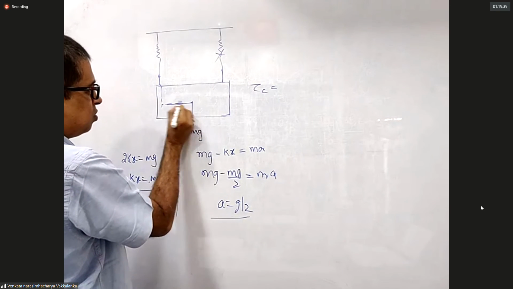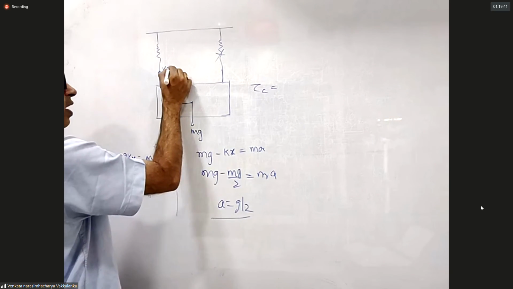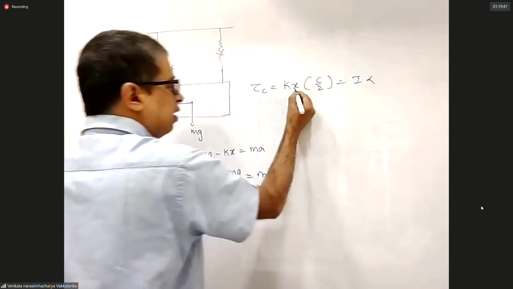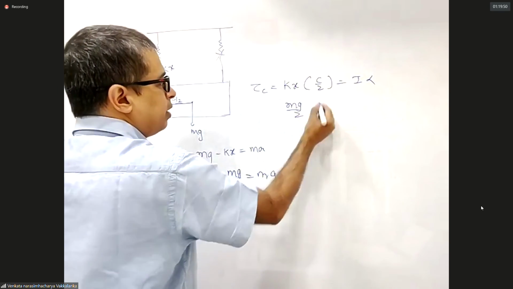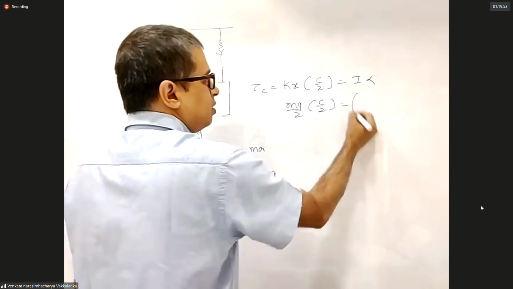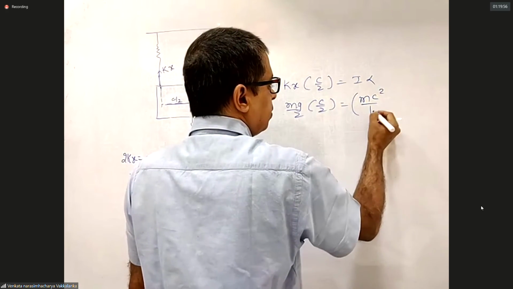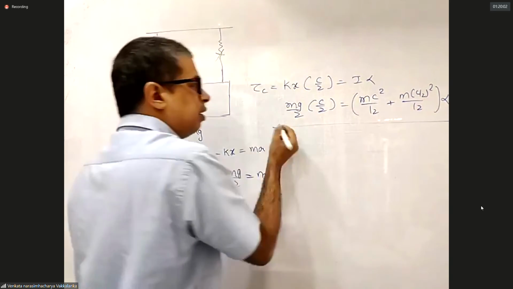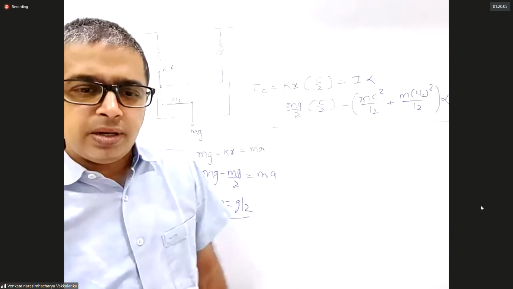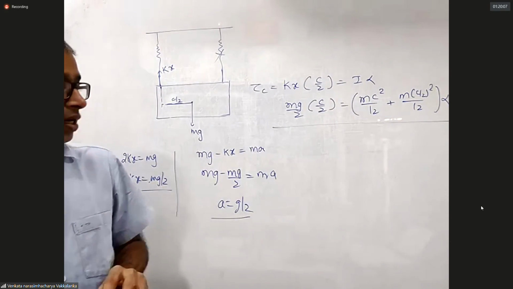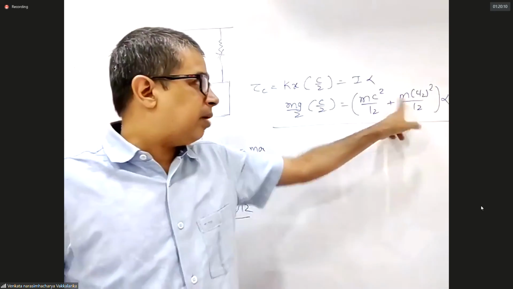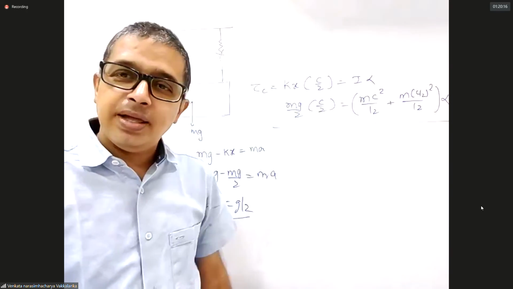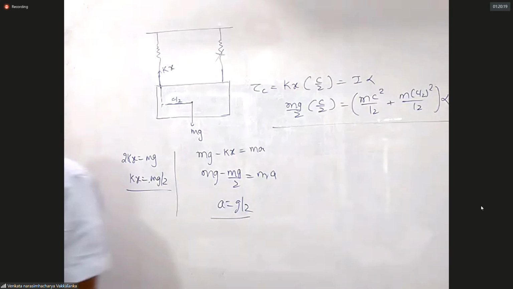What is this distance? This distance is c/2. This is kx. Yes. Kx into c/2 is I into alpha. Kx का value कितना है? mg by 2 c/2 is I is mc square by 12 plus mb square by 12 into alpha. एक ही इक्वेशन एक ही वेरिएबल. I about center of mass is ml square by 12 plus mb square by 12 and kx का वैल्यू पता है. Isn't the problem very easy? Yes. Yes, sir.